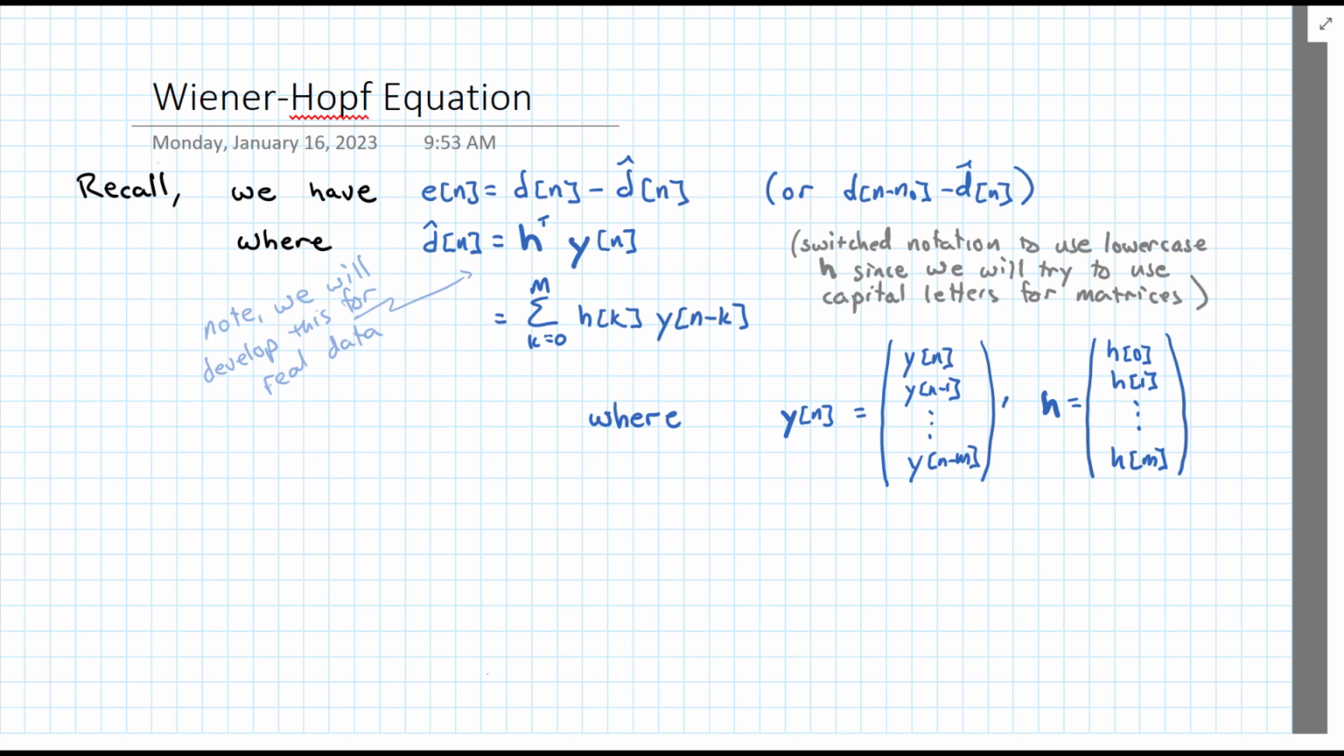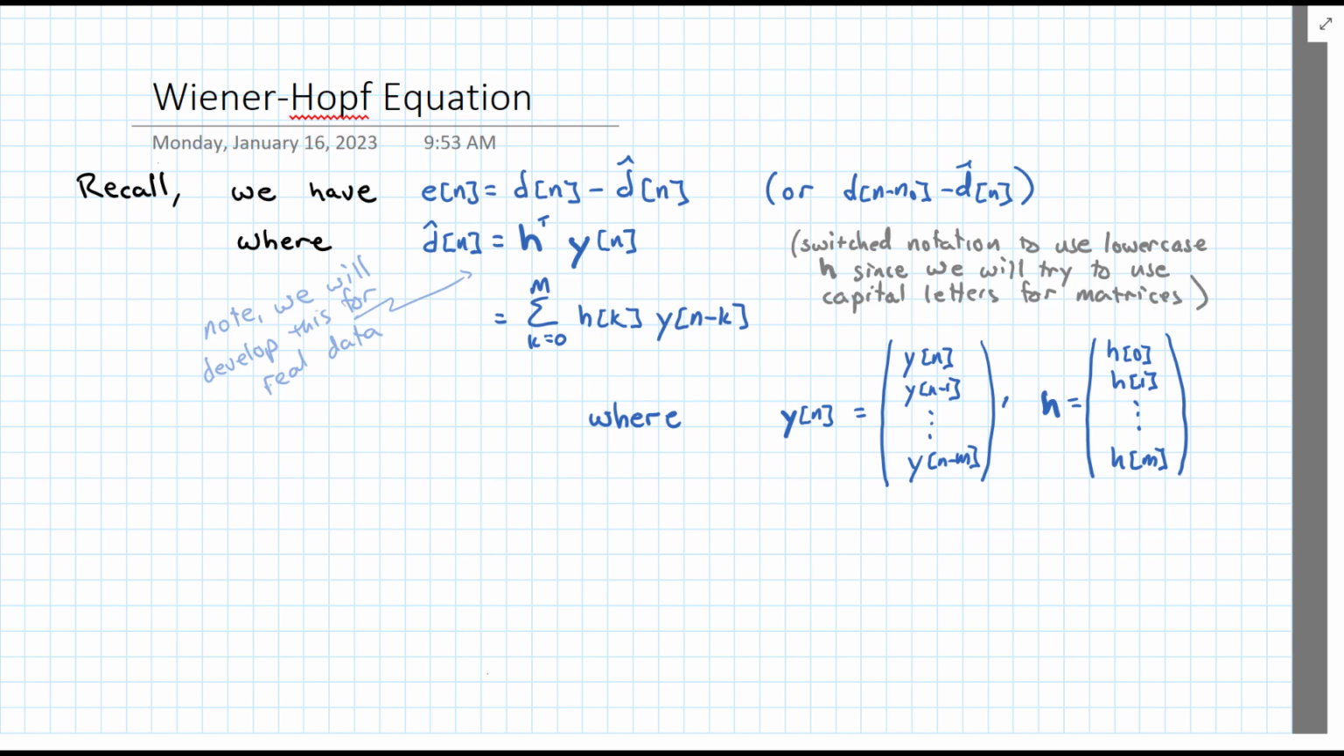I've switched notation to use a lowercase h instead of the uppercase on the previous page. And that is because in this particular case, h is a vector. There might be cases where h is a matrix. I try to keep vectors as lowercase bold letters, matrices as capital letters, and scalars as lowercase not bold letters. I know sometimes it's hard to tell with handwritten notes, but I try to use a thicker pen when I do that.